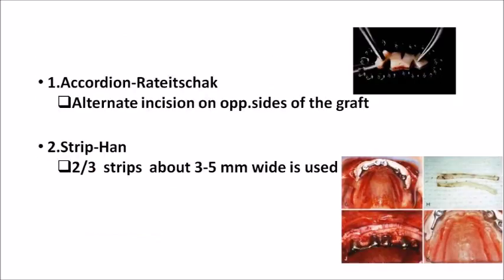Then there are 3 modifications for this free gingival graft. The one is called accordion technique, which is introduced by Ratajczak. Here alternate incisions are given on the opposite sides of the graft. As you can see from the figure, we have a square or a rectangular piece of graft tissue. Incisions are placed on alternate sides of the graft tissue so that it becomes more stretchable. So you can cover more area by using this technique.